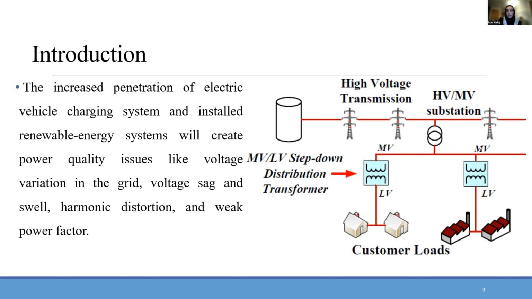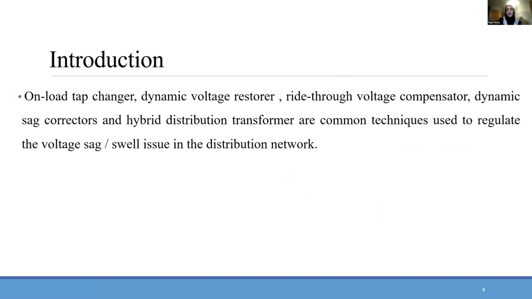As you see here, this is the conventional distribution transformer. It is cheap, reliable, and extremely efficient, but cannot handle unwanted events such as voltage sag and voltage swell. There are common techniques used to regulate voltage sag and swell issues in the distribution network, such as on-load tap changers, dynamic voltage restorer, ride-through voltage compensator, dynamic sag corrector, and the hybrid distribution transformer. Each technique has disadvantages.